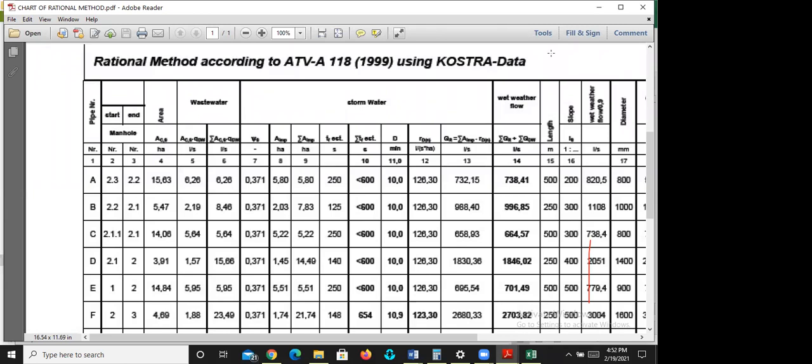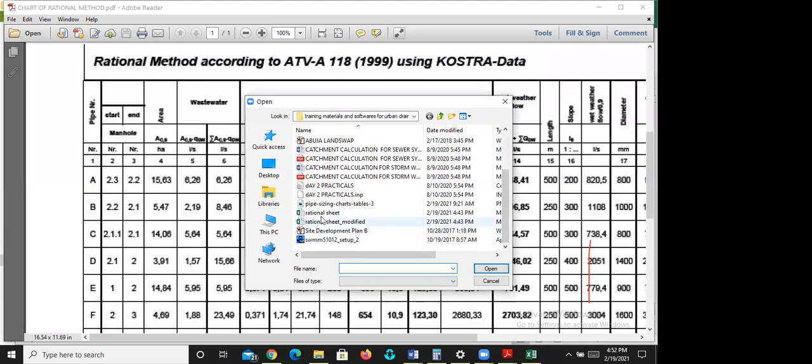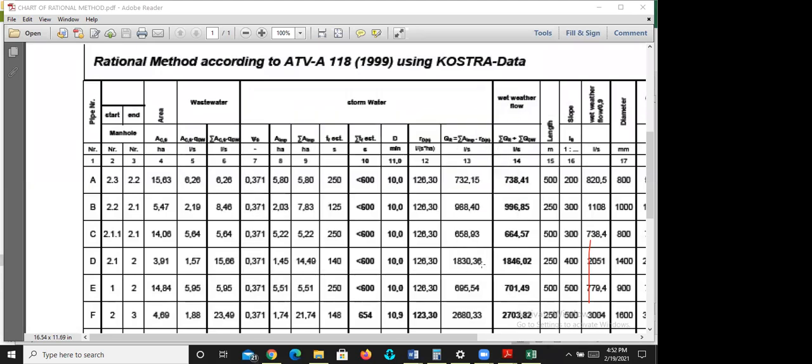I do not see the Excel in the chat. I'll put it in the chat again. Come to this chat, you'll see it. Scroll up, if you have to scroll up.